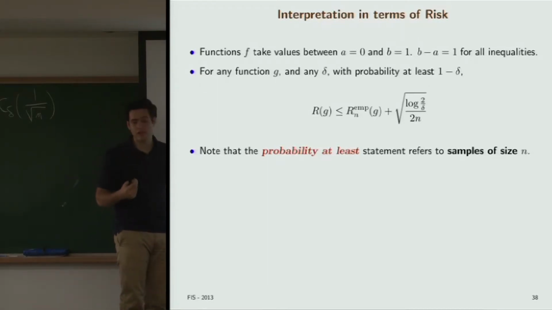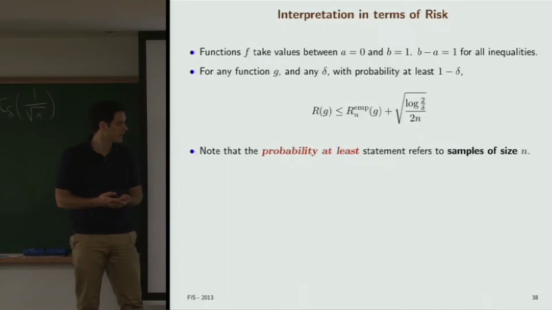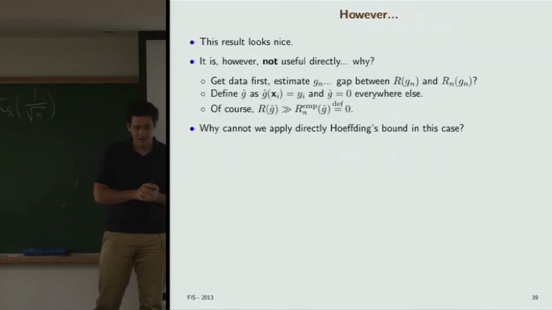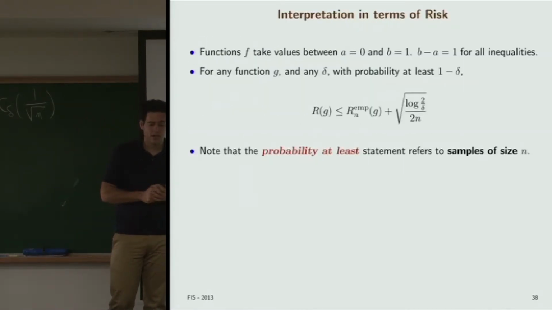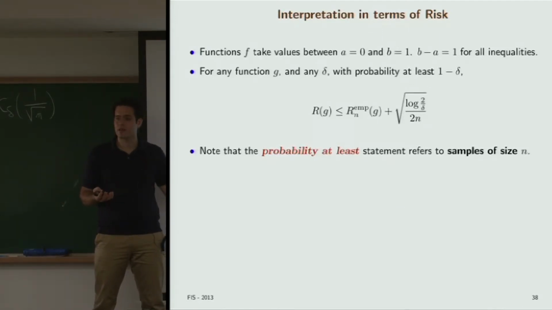Okay? Again, what is the probability? Where is the probability coming from? It's coming from the sample, which has been drawn. Okay? So this seems to solve somehow our problem, right? The problem that we have in mind about bounds was that we wanted to be able to say for sure that the true risk of a function g was not much worse than the empirical risk of a function g. Okay?